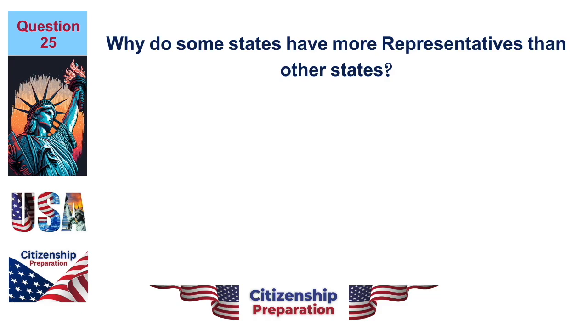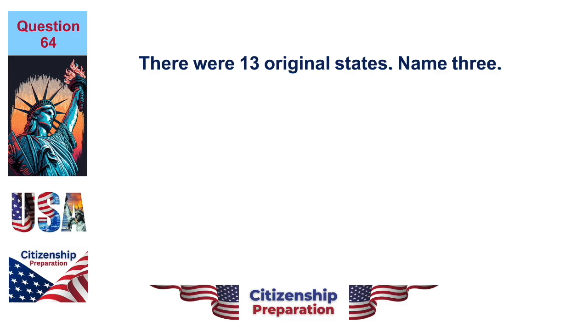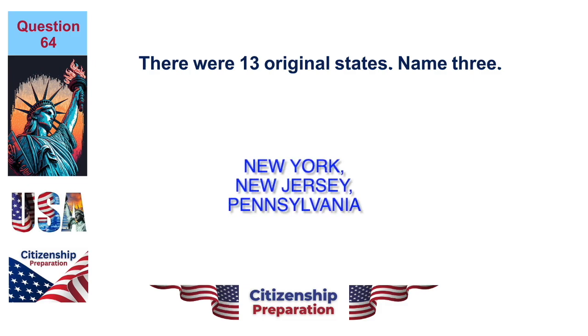Why do some states have more representatives than other states? Because of the state's population. There were 13 original states. Name 3. New York, New Jersey, and Pennsylvania.